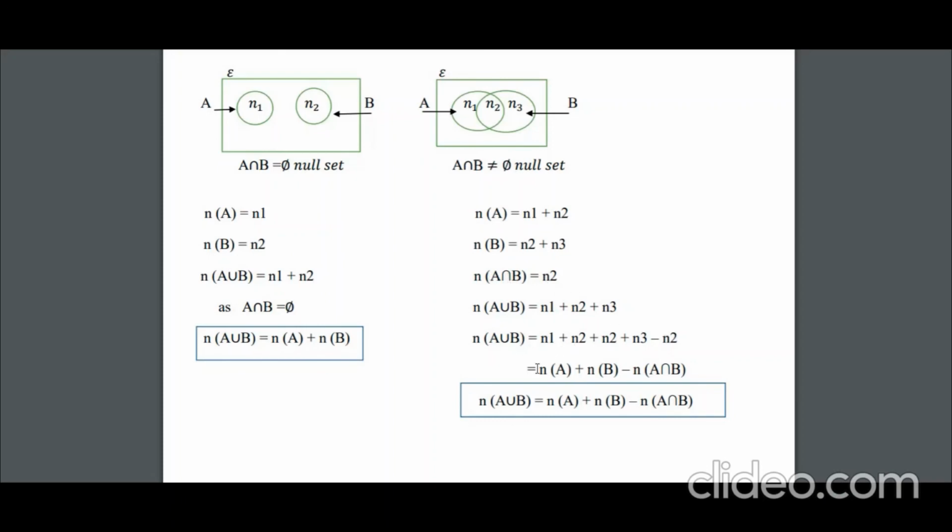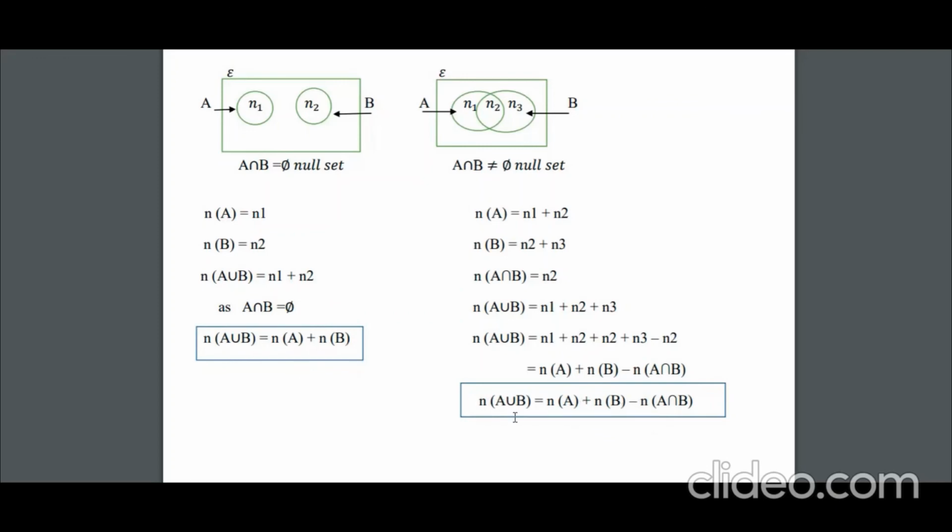So the equation can be written as n(A union B) is equal to the number of elements in A plus the number of elements in B, minus the number of elements in A intersection B. So this is the general equation: n(A union B) = n(A) + n(B) minus n(A intersection B). The reason I say general is because if there are no elements that are common to both A and B, what would this be? A null set. What is the number of elements in a null set? 0. This would be 0. This should give us this particular equation.